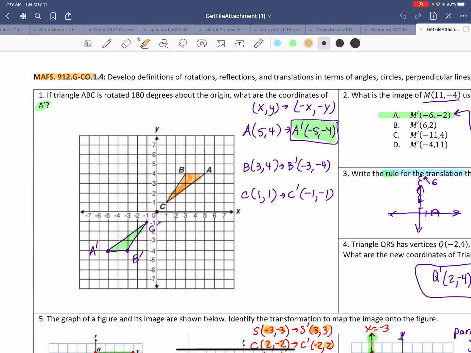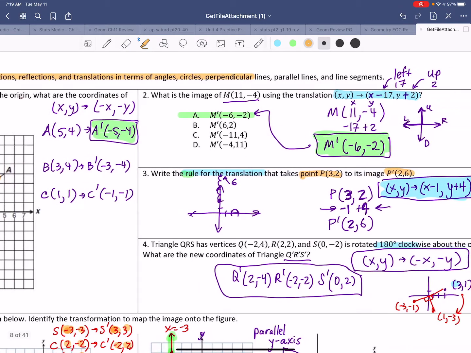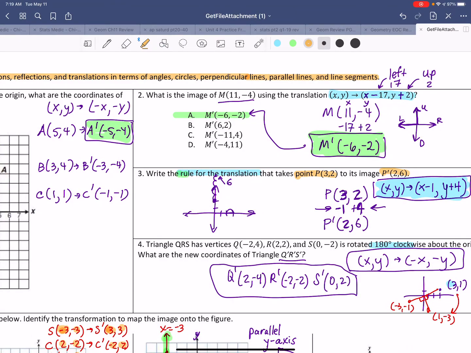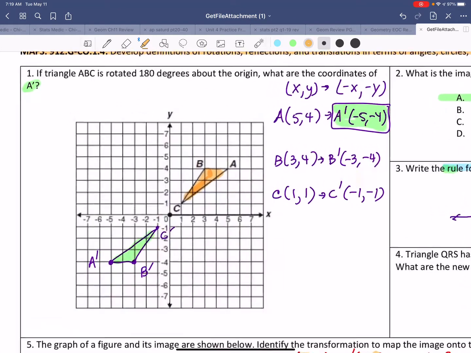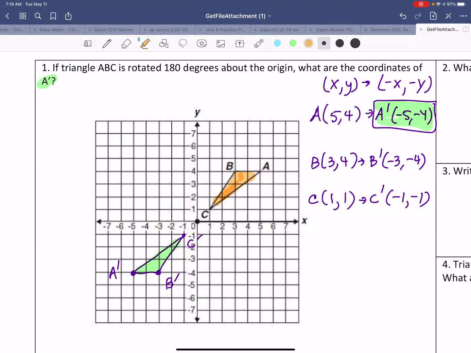So our standard says students should be able to develop definitions of rotations, reflections, translations in terms of angles, circles, perpendicular lines, parallel lines, and line segments. So what's important there is all of those skills we need. So if you see here, in question number 1, it says a triangle ABC is rotated 180 degrees about the origin. What are the coordinates of A prime? They only want the coordinates for A.